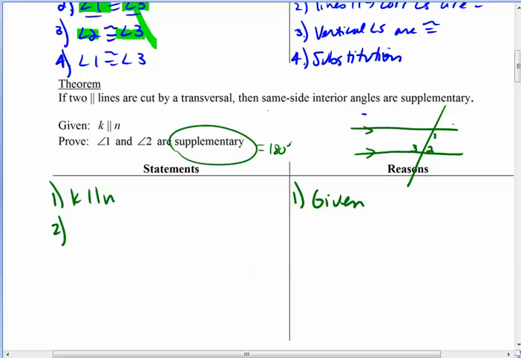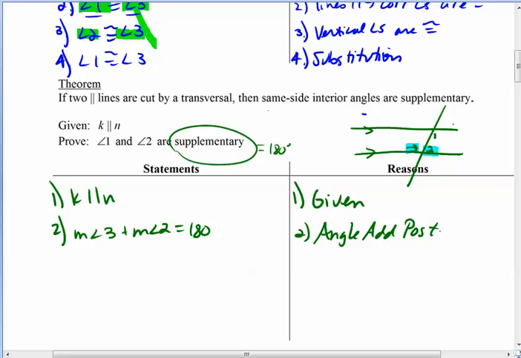And looking at the three angles that I've mentioned, hopefully you see that angles 3 and 2 make a straight angle, therefore add to 180. So I can say that the measure of angle 3 plus the measure of angle 2 equals 180. And in that case, that's angle addition postulate.